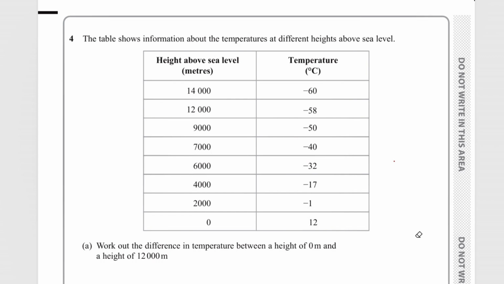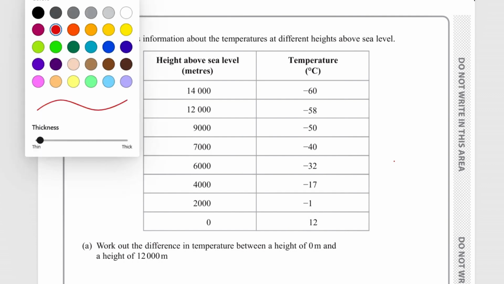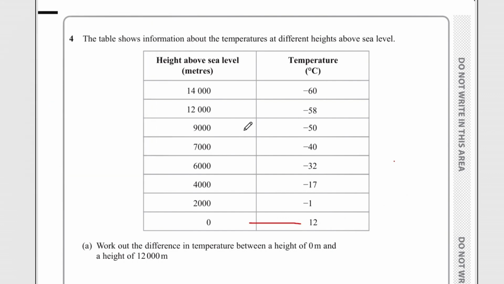Okay, let's look at this question. Number 4. Work out the difference in temperature between a height of 0 meters and 12,000 meters. So for 0 meters, the temperature is 12, you can see. And for 12,000 meters, the temperature is negative 58. So work out the difference.